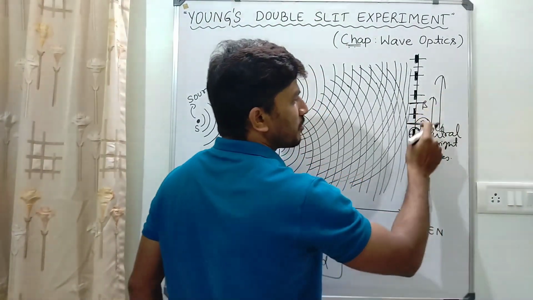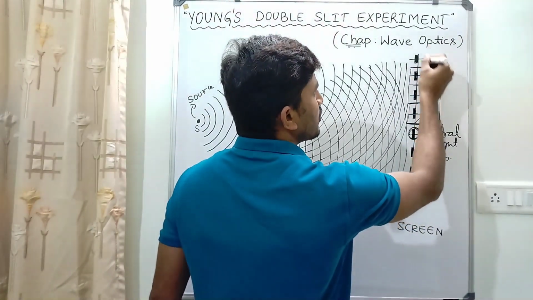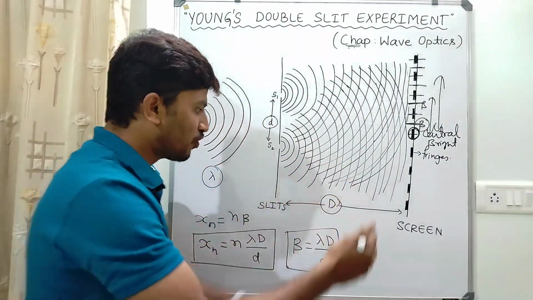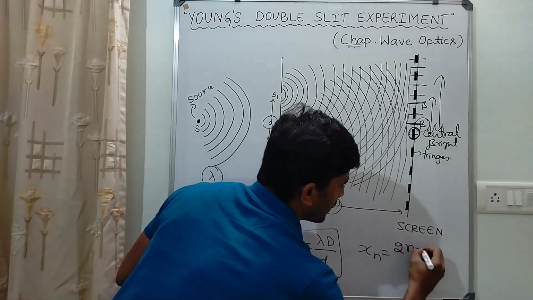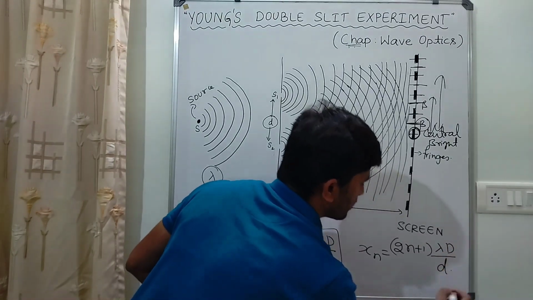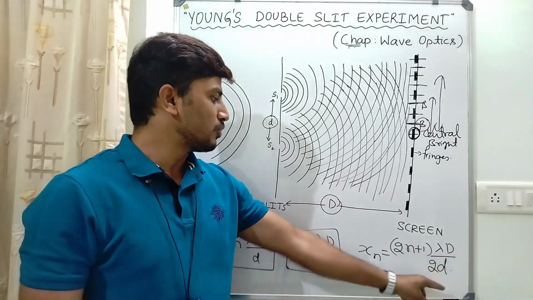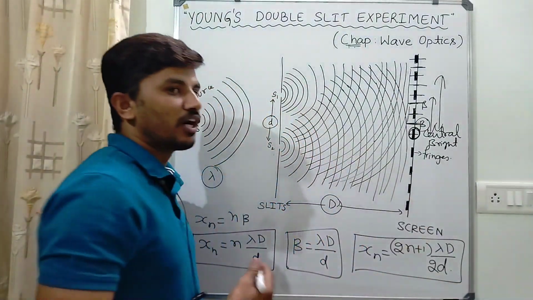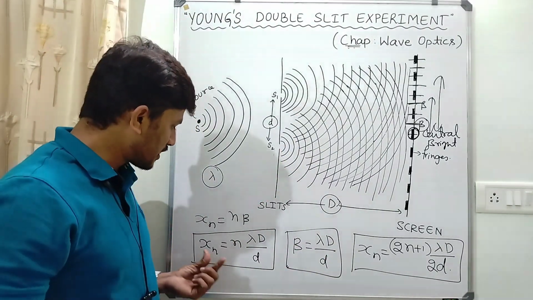First dark fringe from the central bright fringe, third one, fourth one, fifth one, or second one, like that. How to calculate that? There is one more formula for that. That is xn is equal to (2n plus 1) lambda D by small d into 2. So (2n plus 1) lambda D by 2d. This is the distance of the nth dark fringe. I will write these three formulas separately. As of now, do understand what it is.